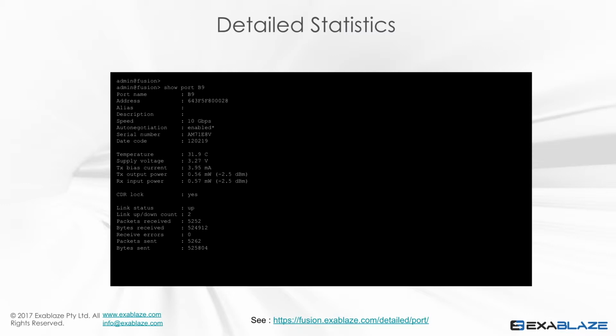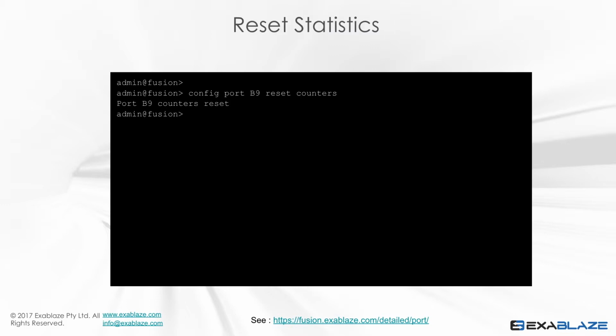In this example, you can see the link up-down status, the packets and bytes received, errors, and other information such as the signal strength. To reset the counters, you will need to enter configuration mode, in this case configure port B9, and then add reset counters, and the device will respond that the counters have been reset. All counters will then be reset to 0.